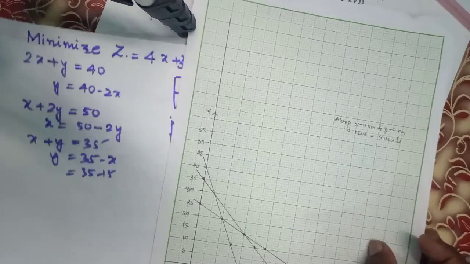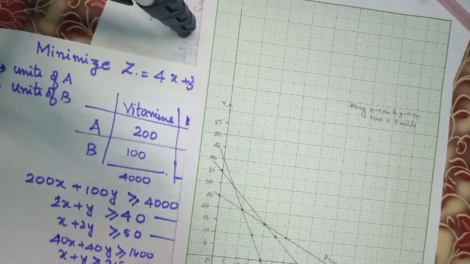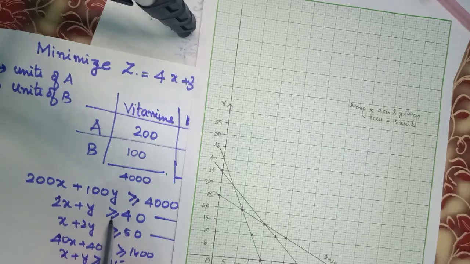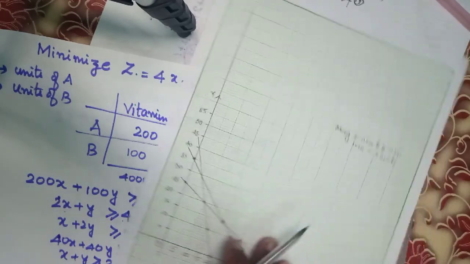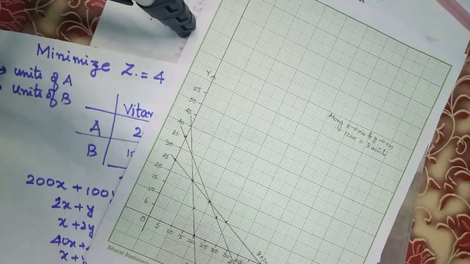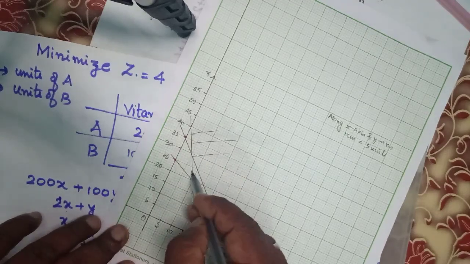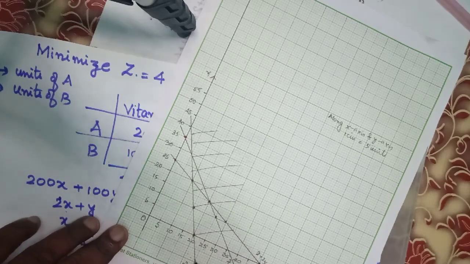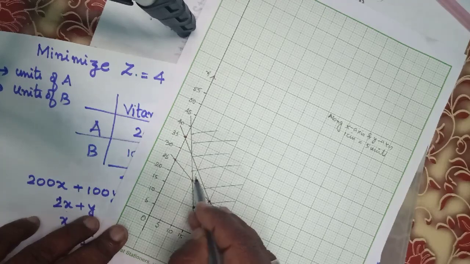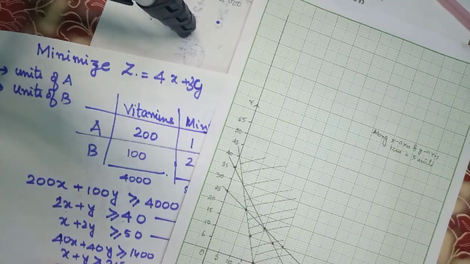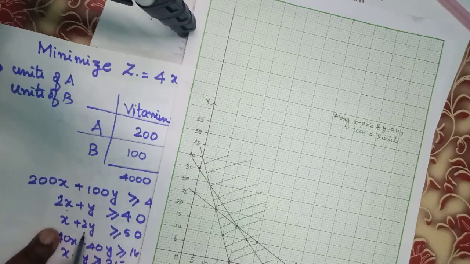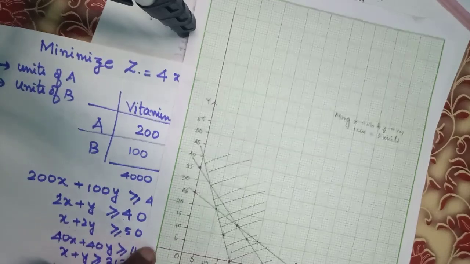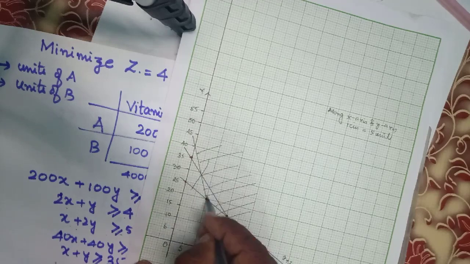Now, looking at the equation, let us come to the previous one. If I put the values of x and y as 0, 0, you get 0 plus 0 greater than or equal to 40, that is a wrong statement. So we will shade it away from the origin for the first equation. Next we have x plus 2y greater than or equal to 50. Here also if I put 0, 0, it is not greater than or equal to 50. It is a wrong statement. Here also we will shade away from the origin.